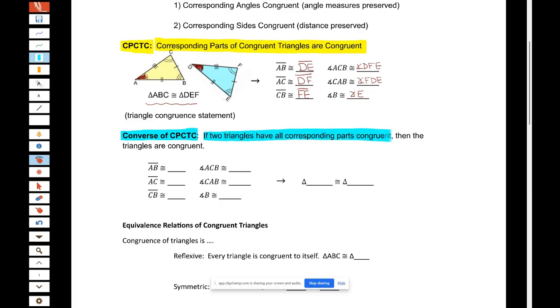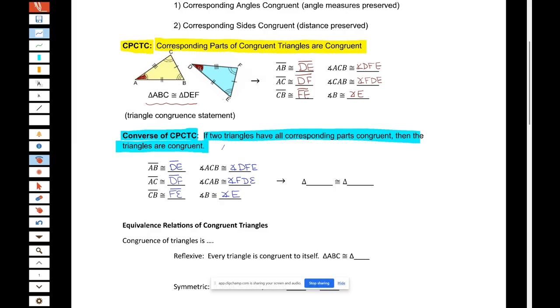So if we look at this information that we're given, let's say we're given that AB is congruent to DE in two triangles. AC is congruent to DF, and CB is congruent to FE. Let's say we're given that. We're given the angles that match are congruent. If we're given that, then we can conclude that the triangles are congruent.